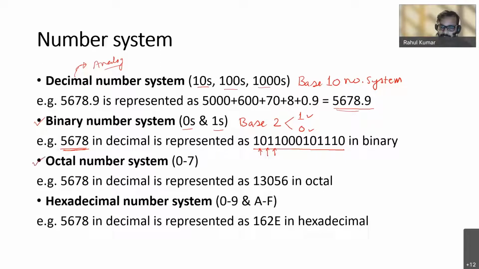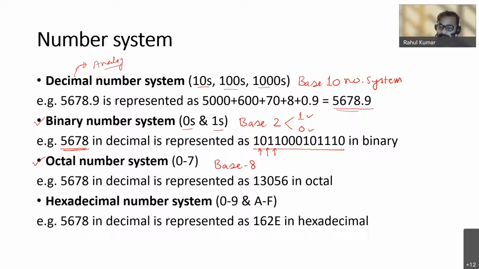Octal number systems are base 8. So octal, 8, it is rhyming, right? Quite similar. They have similar pronunciation. So octal number systems are base 8 number systems.